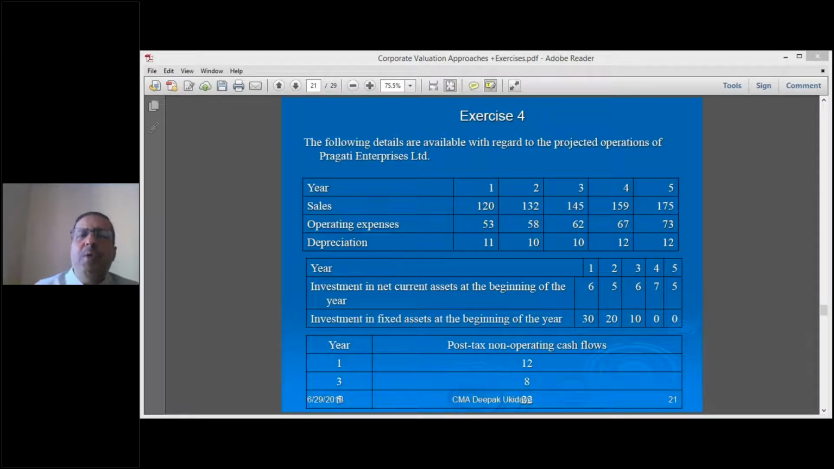Following details are available. Look at this exercise, exercise number 4. Following details are available regarding projected operations of Pragati Enterprise. Such types of questions have been asked in the past in the exam and they will continue to be asked. These kinds of questions are lengthy, carrying 15 to 16 marks. Now it is 10 marks weightage, and no theory question or sub-part is attached. Just one question of 10, 15, 16 marks is enough to test the knowledge of the students in all respects. It's a lengthy question.